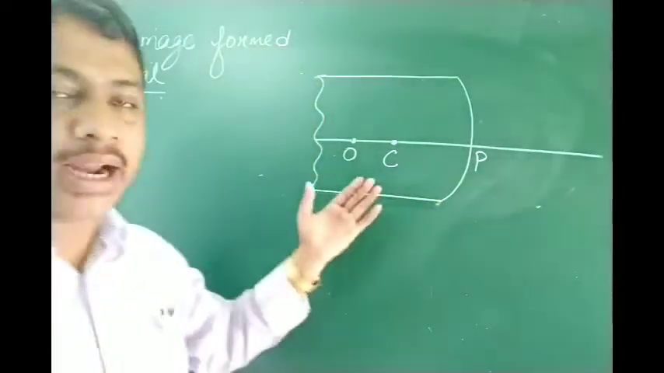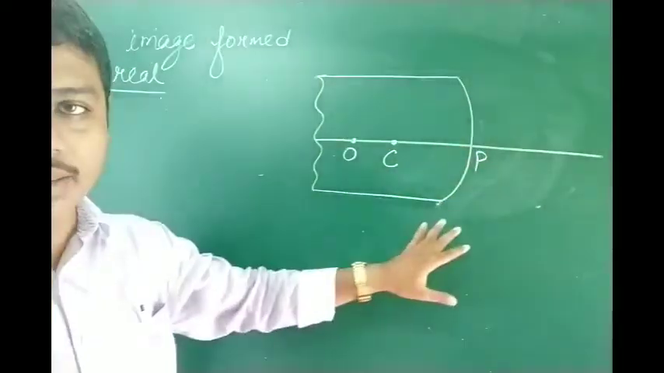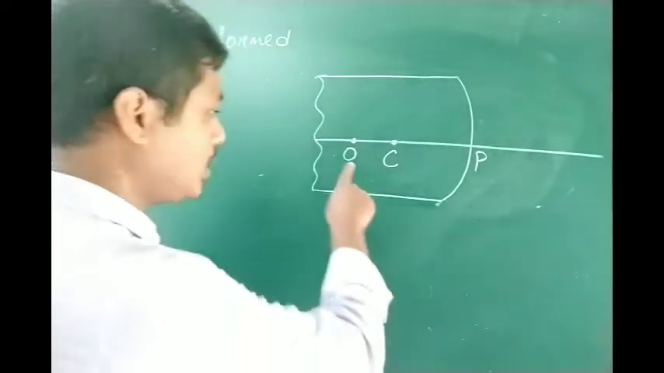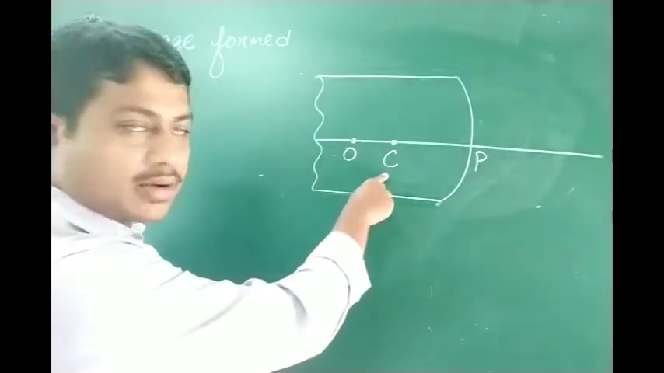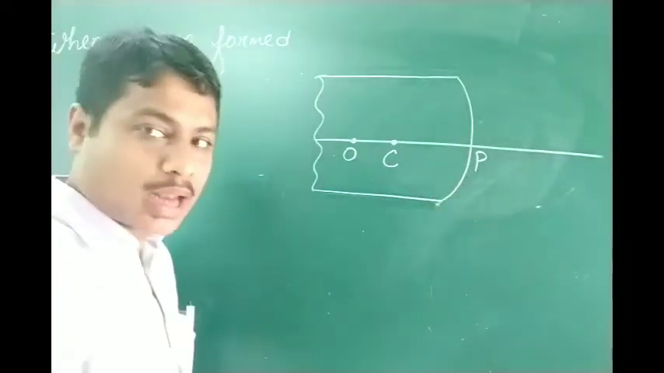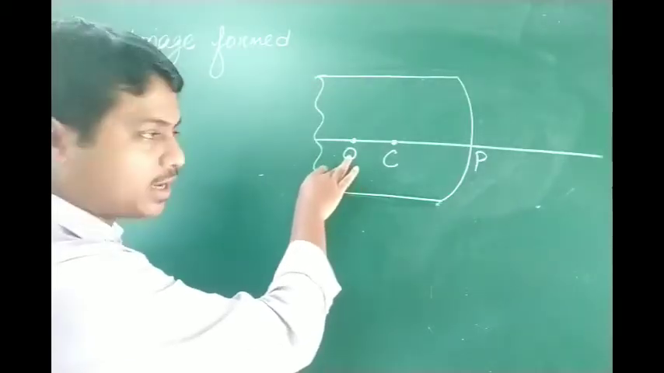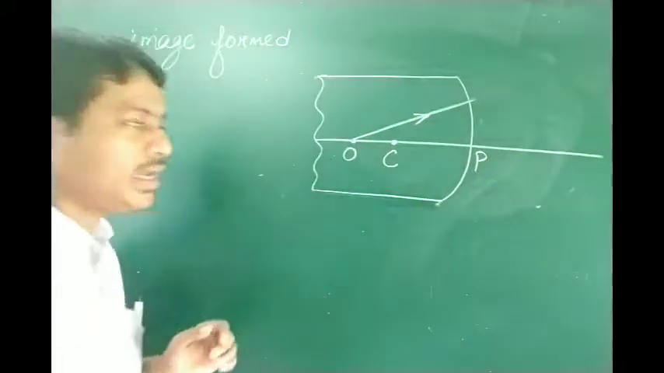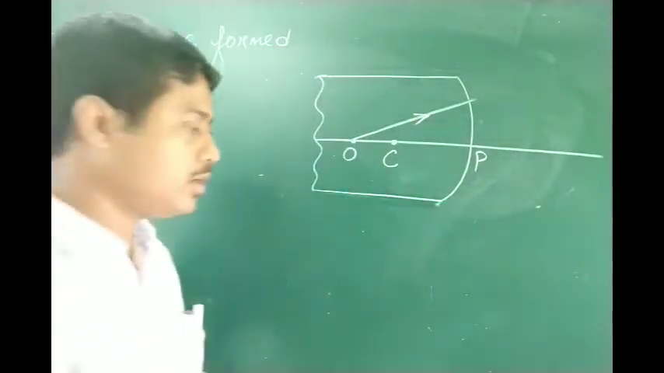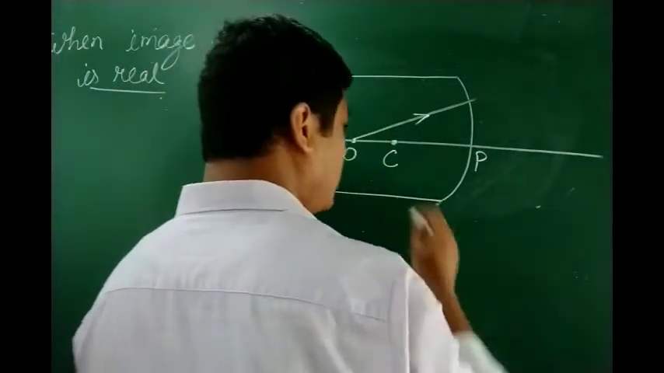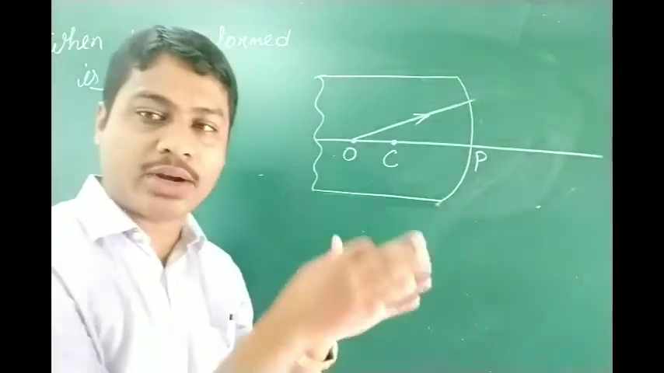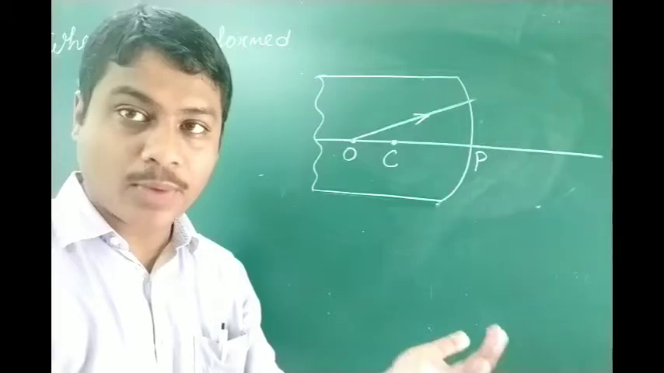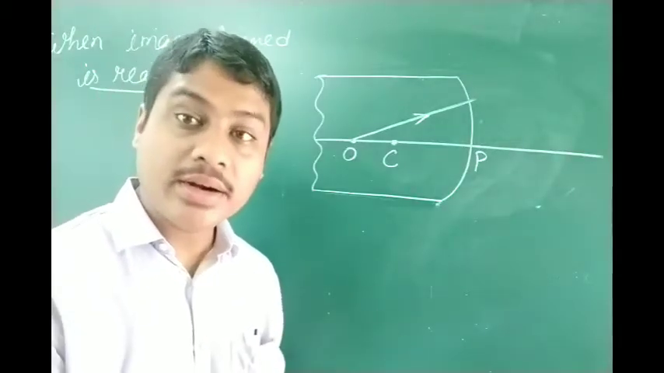If you see in the diagram here, we have the same convex spherical refractive lens we are using, with the object, center of curvature and the pole. Now this is a point object. Suppose a light ray extends from the object and hits the surface. We know that when the light ray goes from the denser to the rare medium, it always bends away from the normal. Why? Because the speed of light increases.